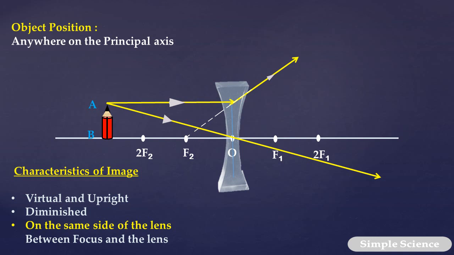Now you should always draw the virtual image with dotted lines. So I have shown you with dotted lines. So this is about the image formation by a concave lens. Wherever you place the object, the two rays will intersect between focus and the lens only.